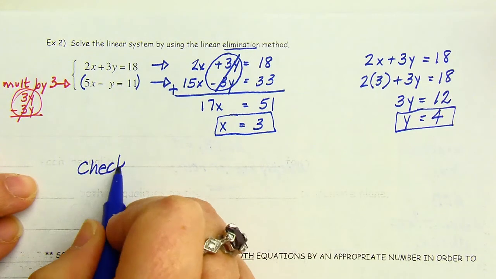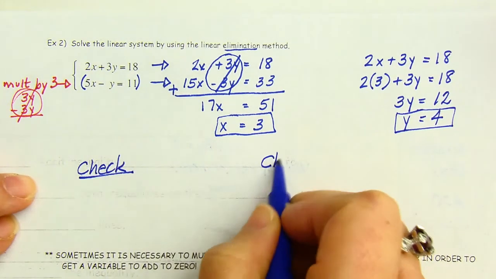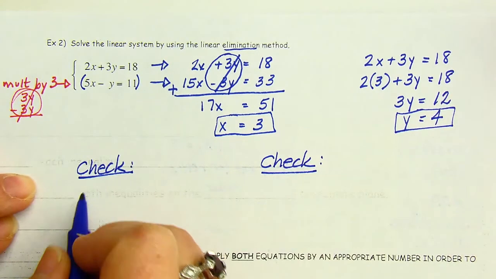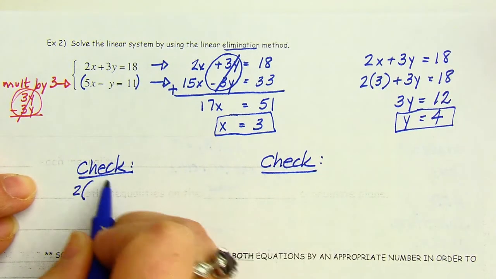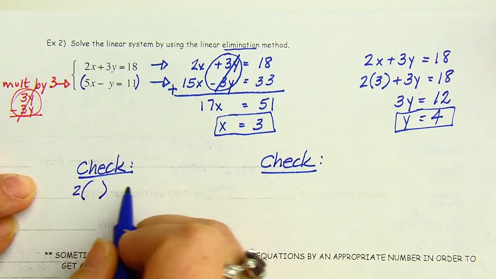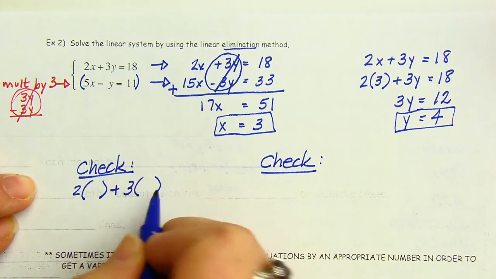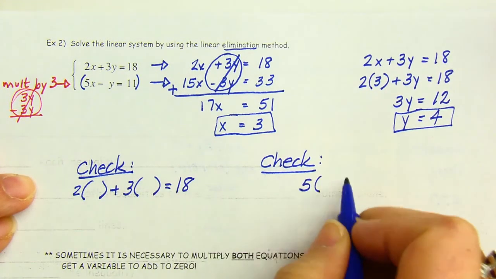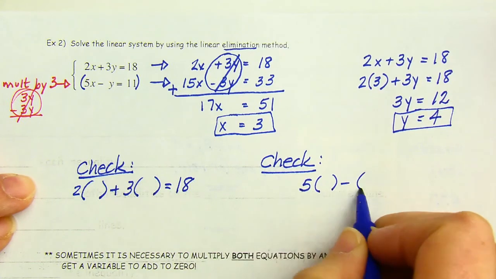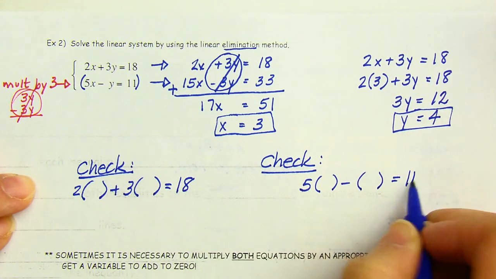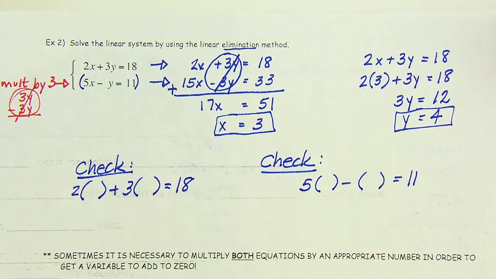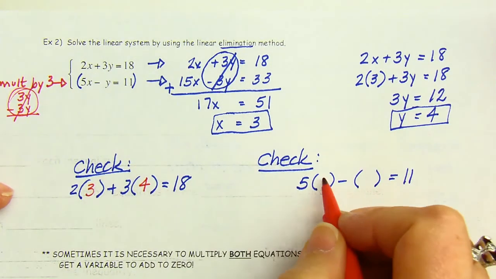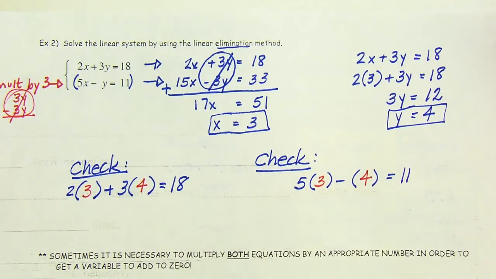Now I'm going to check in both equations. Now remember, what we should be typing in the calculator is 2 parenthesis for x plus 3 parenthesis for y equals 18. Other equation, 5x minus y equals 11. So I like to set them up. X is 3, y is 4.